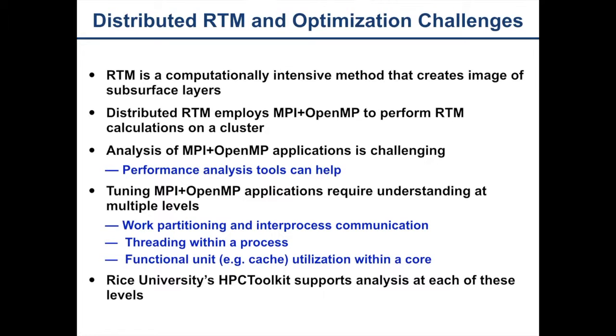Analyzing hybrid MPI plus OpenMP applications is difficult, and hence performance analysis tools are required. Tuning MPI plus OpenMP applications requires understanding at multiple levels, such as how work is partitioned among nodes, how threading within a node is used, and how functional units within a code are getting utilized. Rice University's HPCToolkit supports analysis at each of these levels. The second accompanying video gives an overview of HPCToolkit and also shows how to use it to collect performance data.